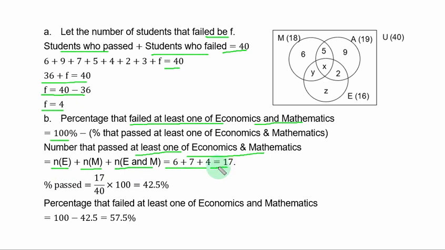You express this one as a percentage. It becomes 17 over total students, 40, times 100, and that gives 42.5%. For us to get this one now, you subtract this from 100%. You have it in this form, and your result becomes 57.5%.